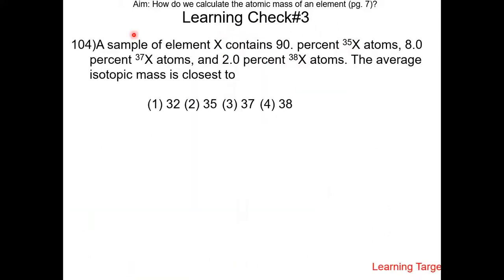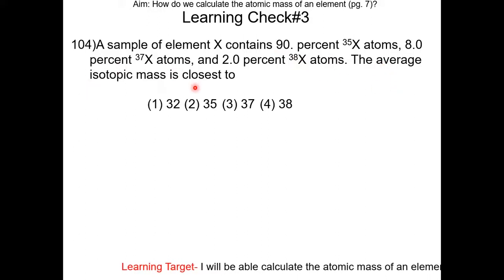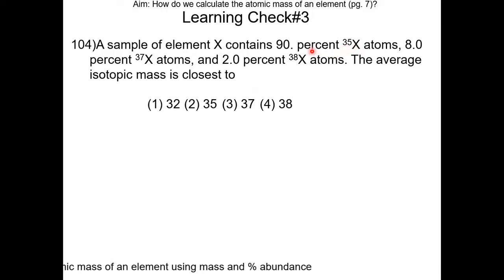Learning check number 3. A sample of element X contains 90% of X35 atoms, 8% of X37 atoms, and 2% of X38 atoms. The average isotopic mass is closest to what? Pause the video and resume once completed. X35 is the most abundant isotope of element X. It is 90%. Therefore, the answer is 35, choice 2.